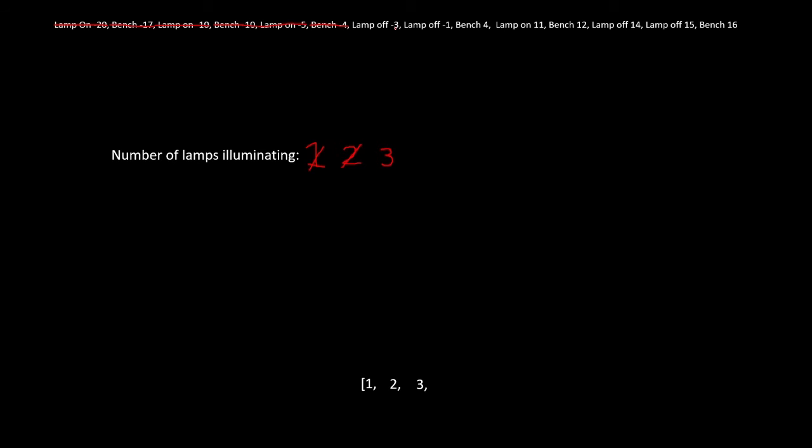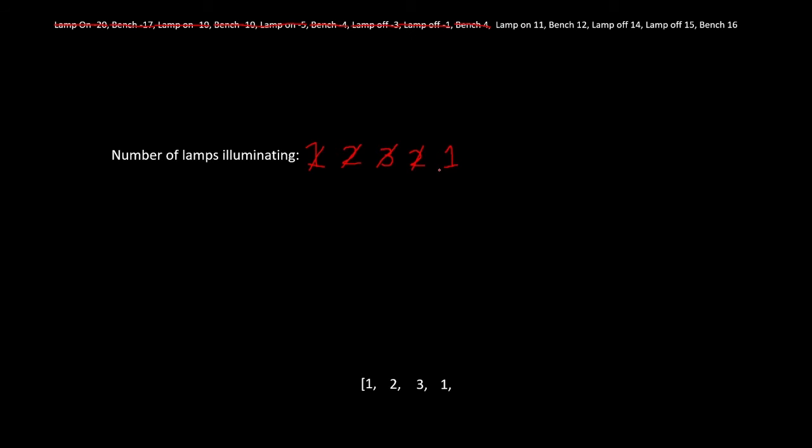Now we see a lamp off event, so all that does is decrement the number of lamps currently illuminating. So one of the lamps turned off, so now there's 1 less turned on, and we'll go ahead and process that. We see there's another lamp off event, so that decrements the number of lamps yet again back to 1. I'll go ahead and process that. We come across another bench, so for this bench there's only one lamp illuminating at this point, so we'll put that into our answer array, and that bench is now processed.